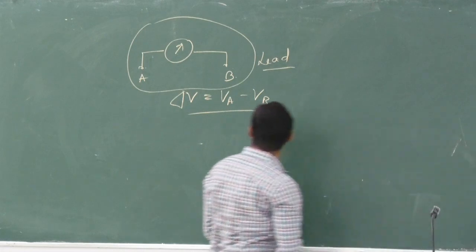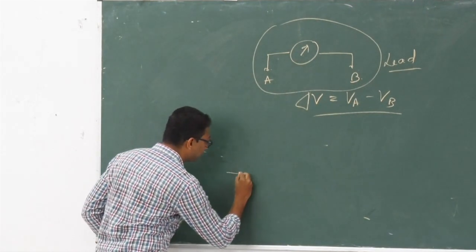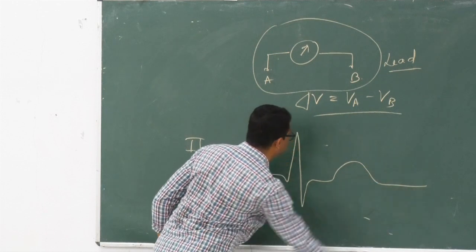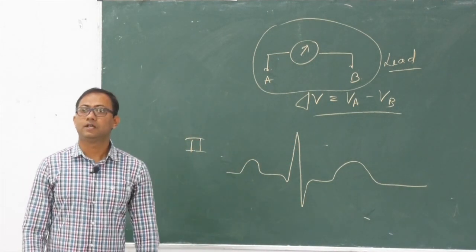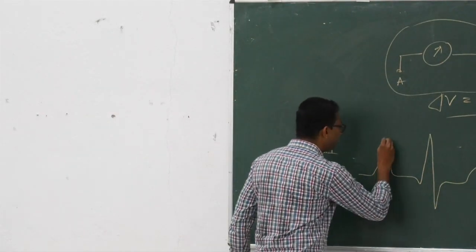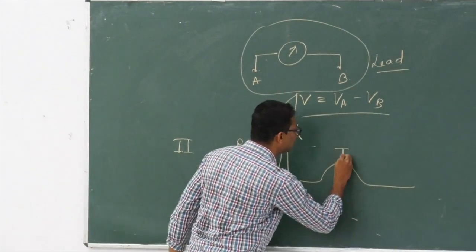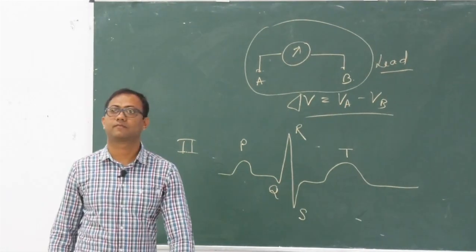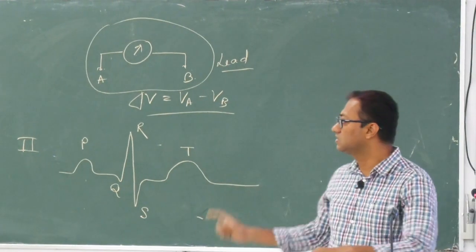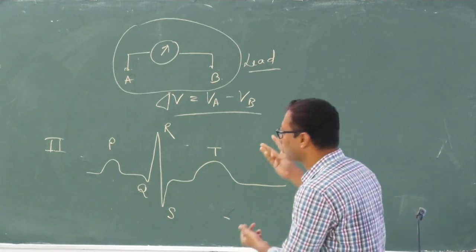Okay. Now in lead 2, the typical ECG pattern is this. So this is the P wave, this is the Q wave, this is the R wave, S wave, and this is the T wave. So ECG waves are named as P, Q, R, S, T, and this is typically in lead 2. Okay, so lead 2 ECG, and it will keep on repeating.